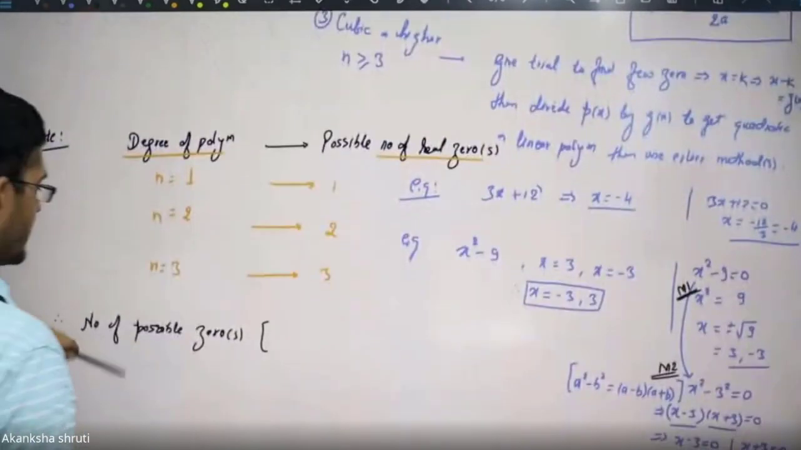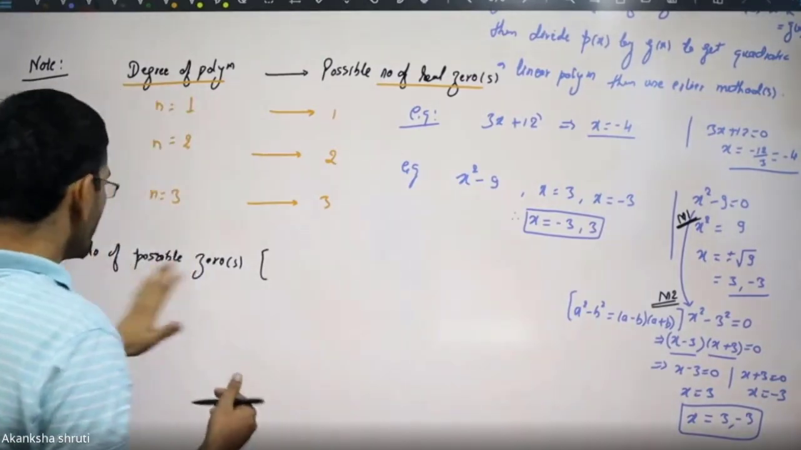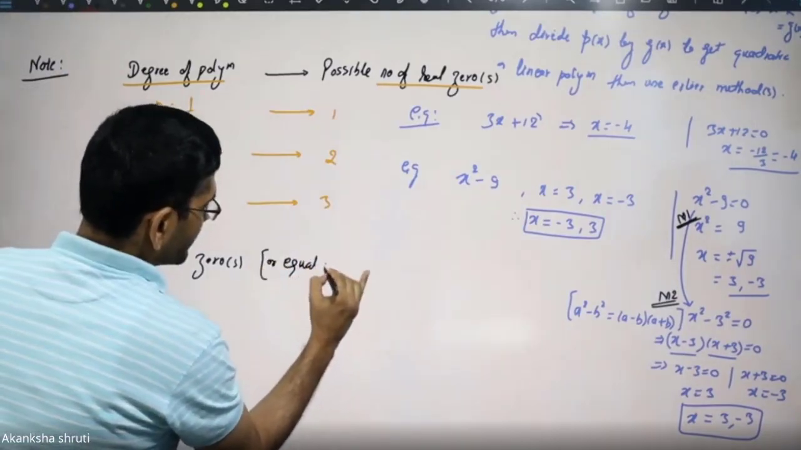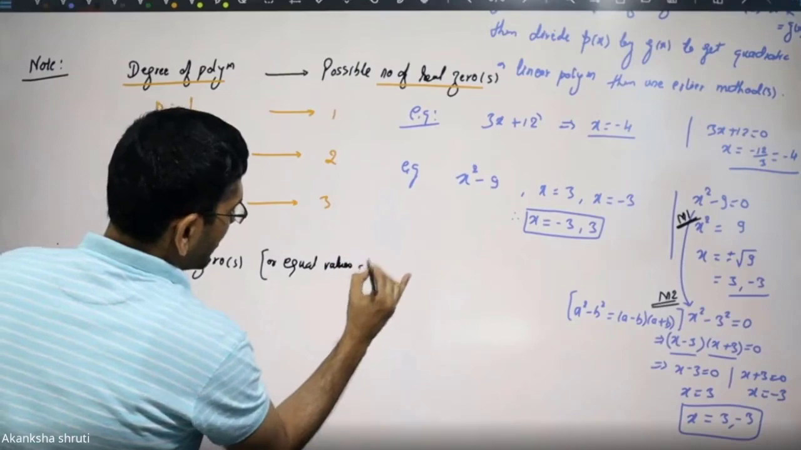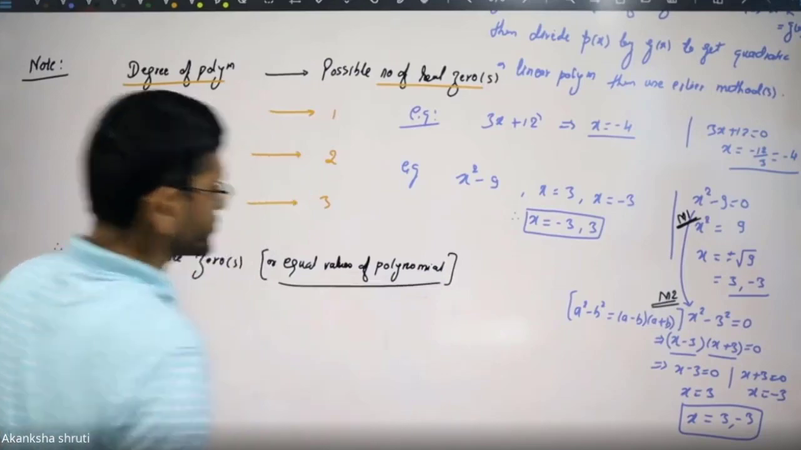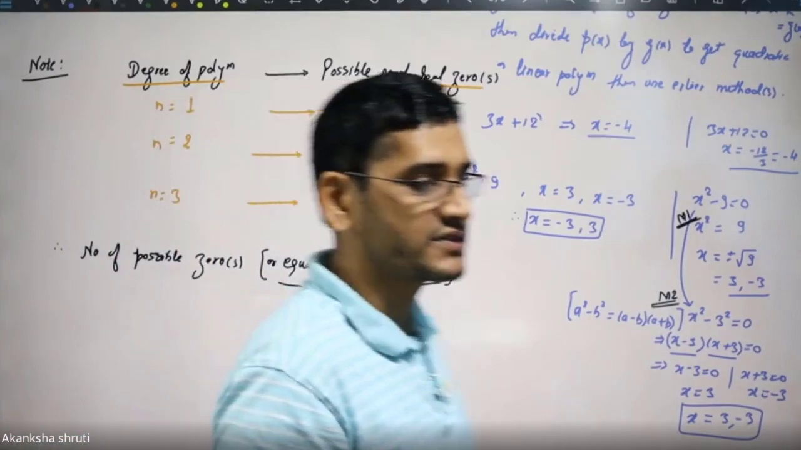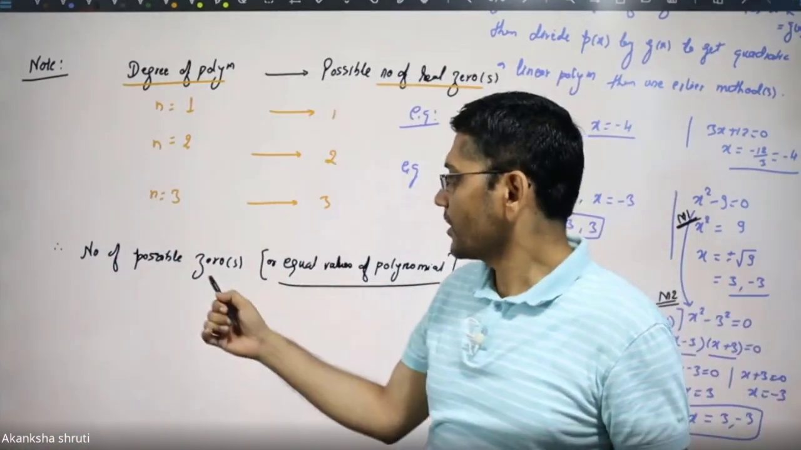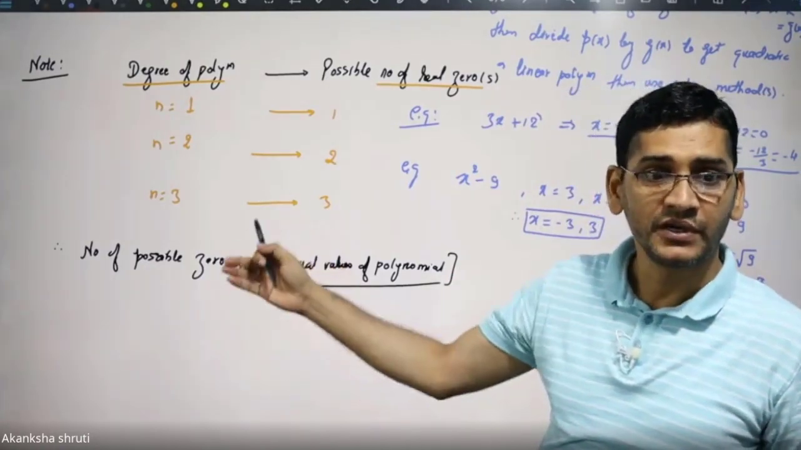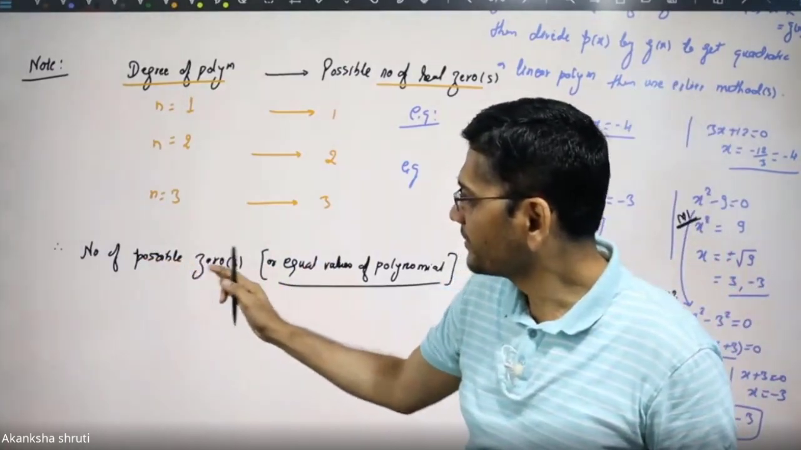If we are talking in terms of zeros, the value becomes 0 only. So the number of possible zeros, or equal values of a polynomial. Students, whatever is written in brackets, this is asked in your NTSC. The question was very simple: how many values of x for which a given polynomial has equal values? So that is the same as the number of zeros.